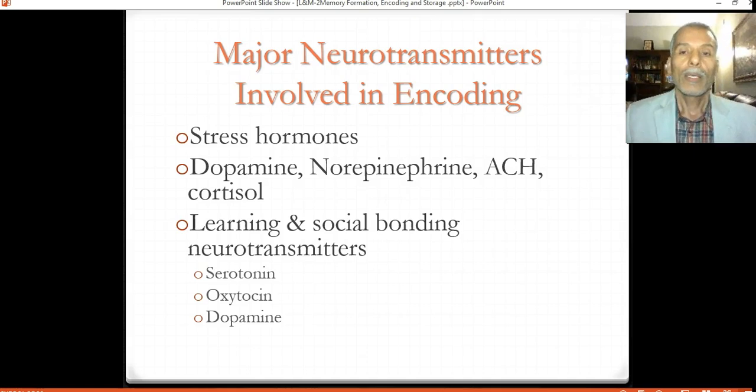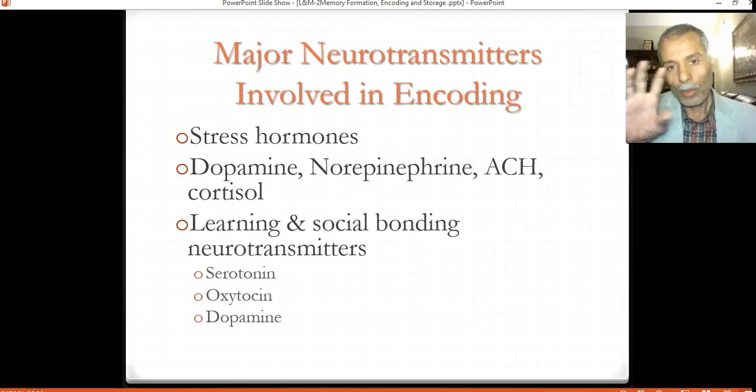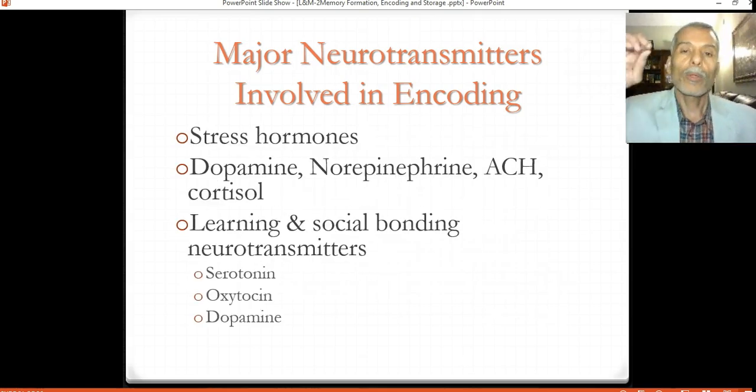Dopamine, norepinephrine, acetylcholine, cortisol. So these neurotransmitters work together in order to kind of facilitate the encoding process. Dopamine is the chemical, or the neurotransmitter, that enables us to feel happy.